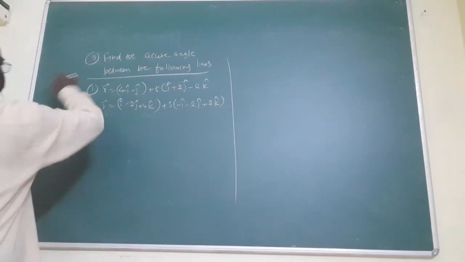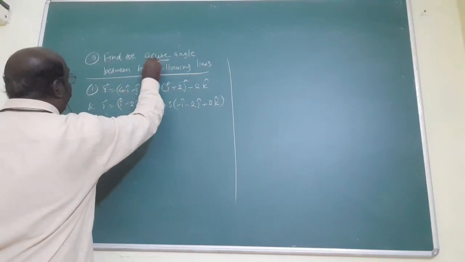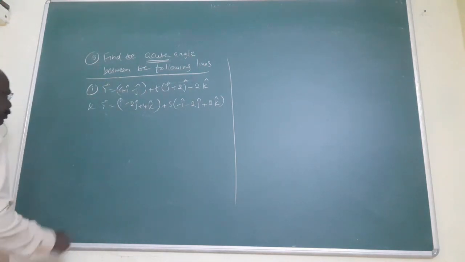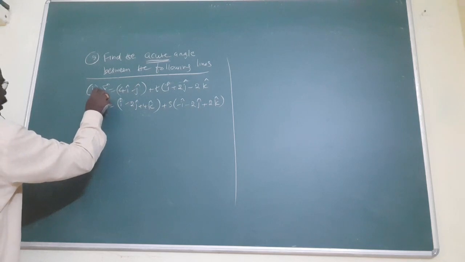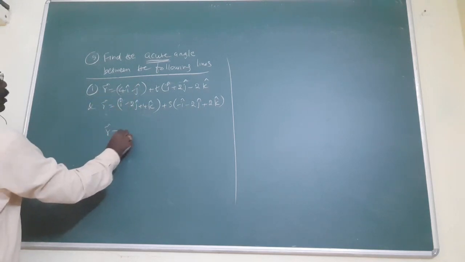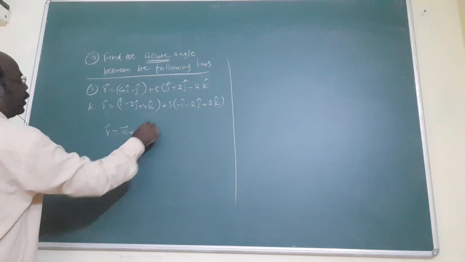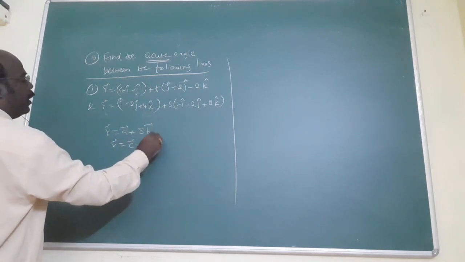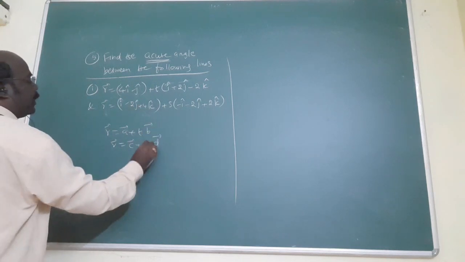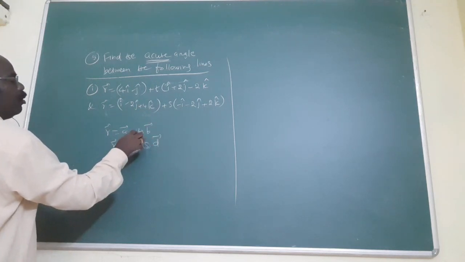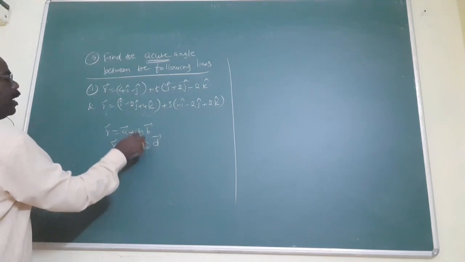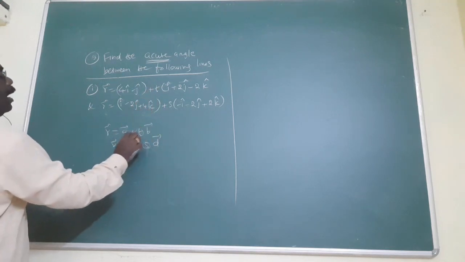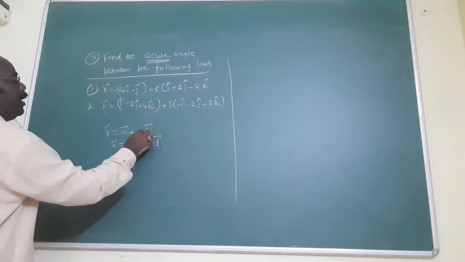Now listen here. Fifth question: find the acute angle between the following lines. Two lines are given. First subdivision: it is of the form R vector equals A vector plus S into D vector, and R vector equals C vector plus T into D vector. The scalar, whatever it is, will be no problem. Already you know lambda, mu, t, s, p, q, u, v, whatever it may be. The scalar, the first one is p, the next one t.